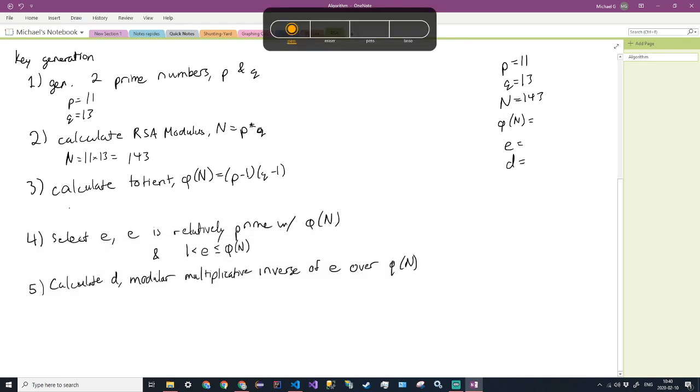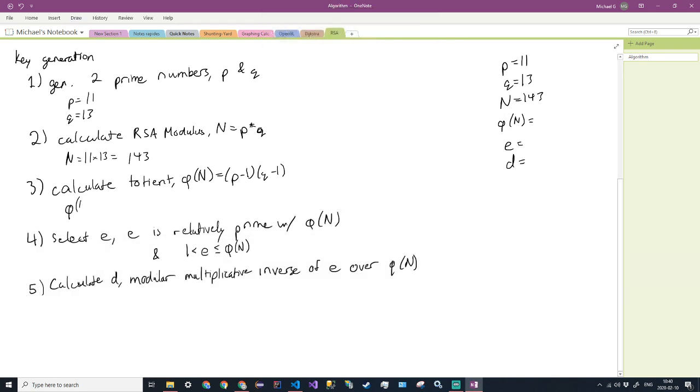Next, we want to calculate the totient. So the totient is just equal to p minus 1 times q minus 1, so it's going to be 10 times 12, which is equal to 120, so that is 120 over there.